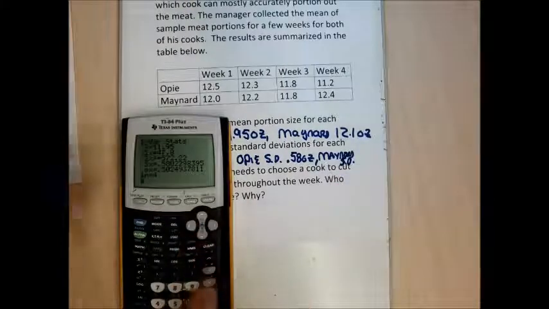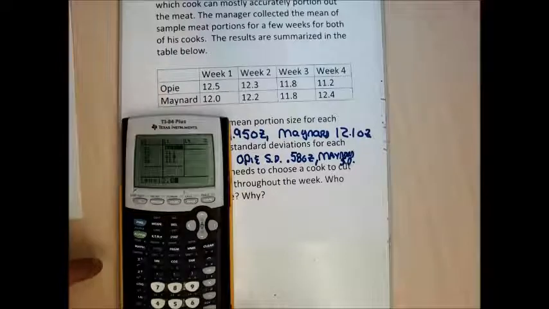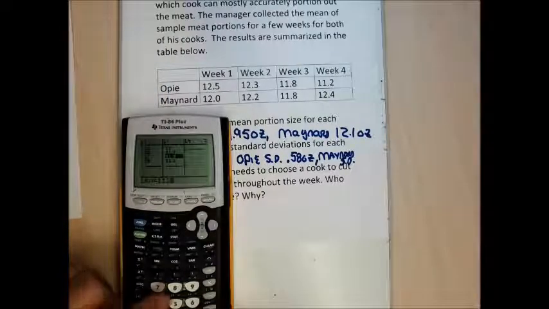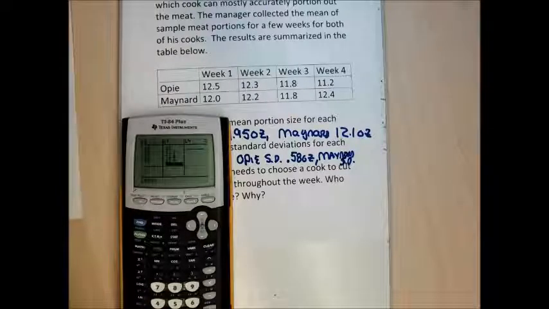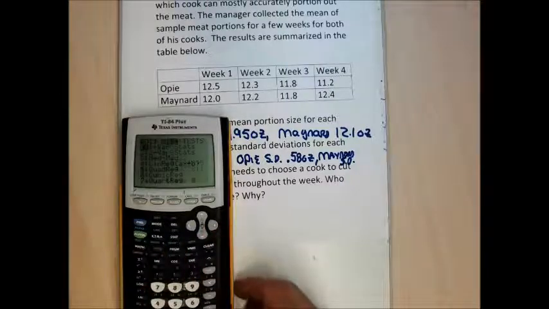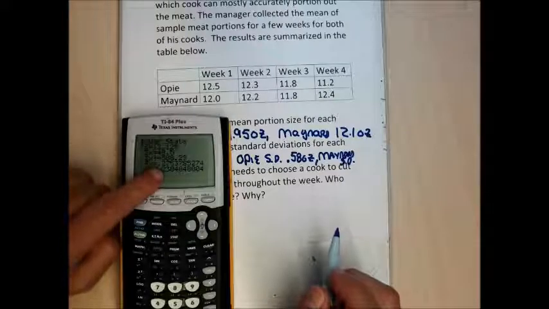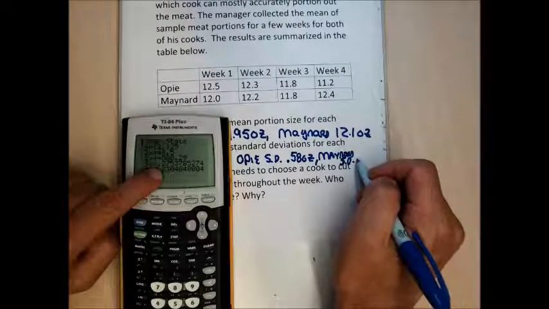So I'm going to enter Maynard's data. I'm going to hit stat and enter, and then I'm going to go 12.0, 12.3, 11.8, and 12.4. Got the data in. I'm going to hit stat, over to calc, and then hit enter twice. And for the S number, I see 0.275. I'm going to round that up to 0.28.